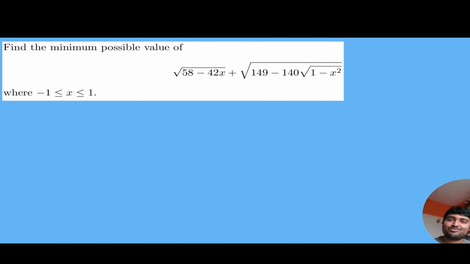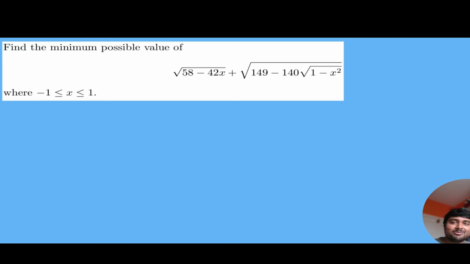I've got a pretty cool problem which you do not want to use calculus for. We want to find the minimum possible value of the square root of 58 minus 42x plus the square root of 149 minus 140 times the square root of 1 minus x squared. And x is a number between minus 1 and 1. You could do this by calculus, but it's going to be extremely horrible to do.